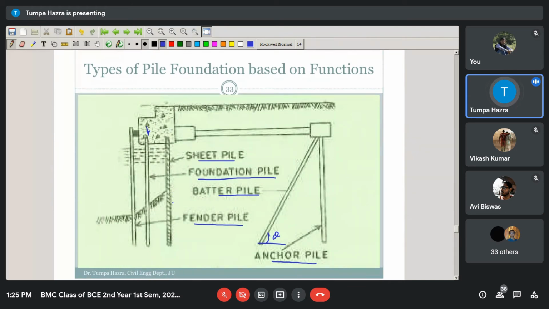বোঝা গেল? What are the different classifications of the piles based on the functions? Hmm? Yes, ma'am.